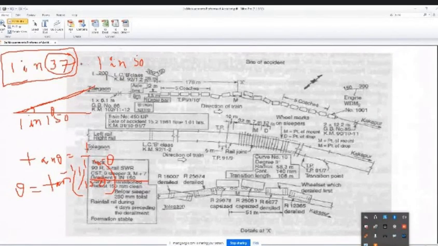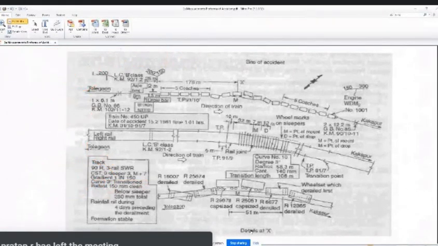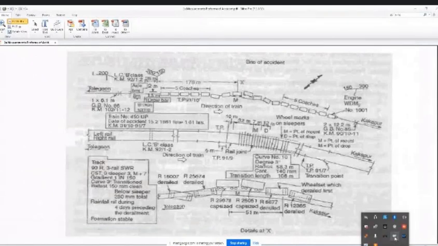With this gradient, if the number is less, the track is dangerous. If the number is higher, the track is smooth. So 1 in 150, 200, 300 and so on is normal track only. Normal track will have 150, 200, 300 and so on. Right. Next, you have to understand so many other things also.